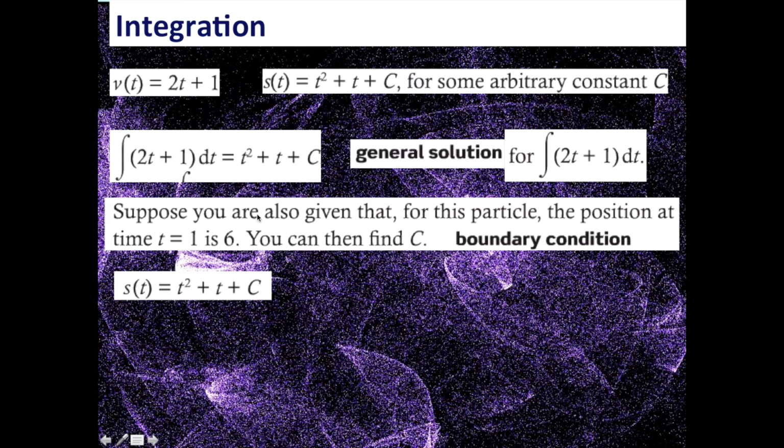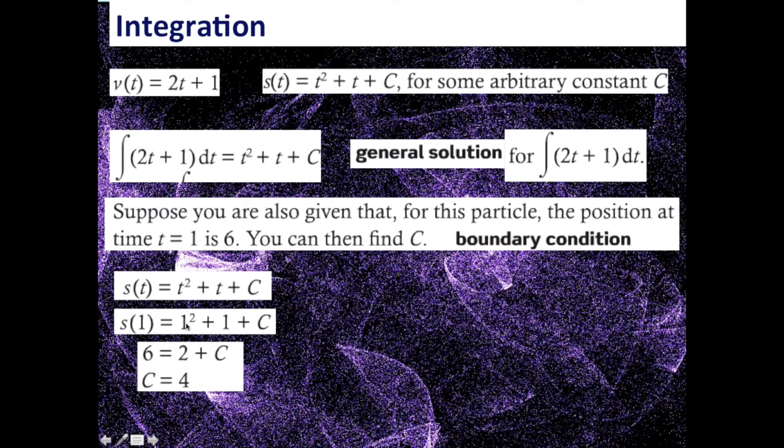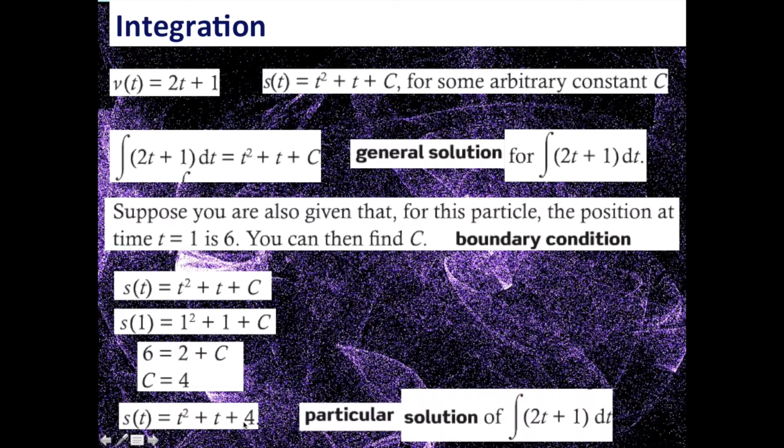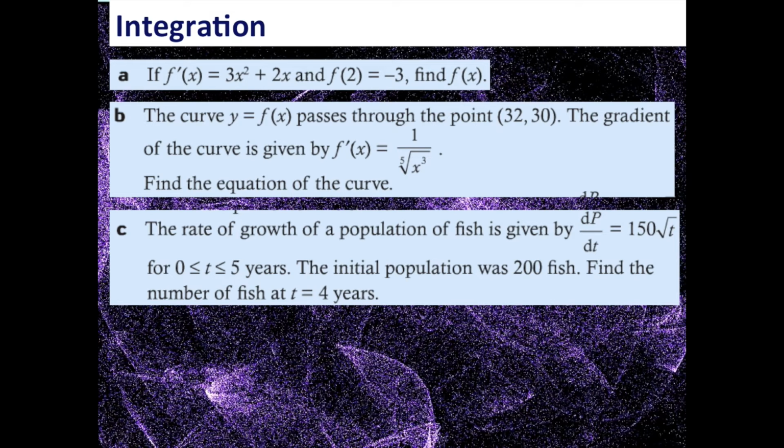So what we've got here is the displacement function, so t squared plus t plus c. Now we can substitute in, because we know that the displacement at time t equals 1 is 6. So we can say that 6 equals 1 squared plus 1 plus c, which enables us to solve for c. So therefore here we have a displacement function t squared plus t plus 4. And this is called the particular solution of the integral of 2t plus 1 with respect to t. And that is because we know the exact values. So I will now invite you to have a go at these three questions.